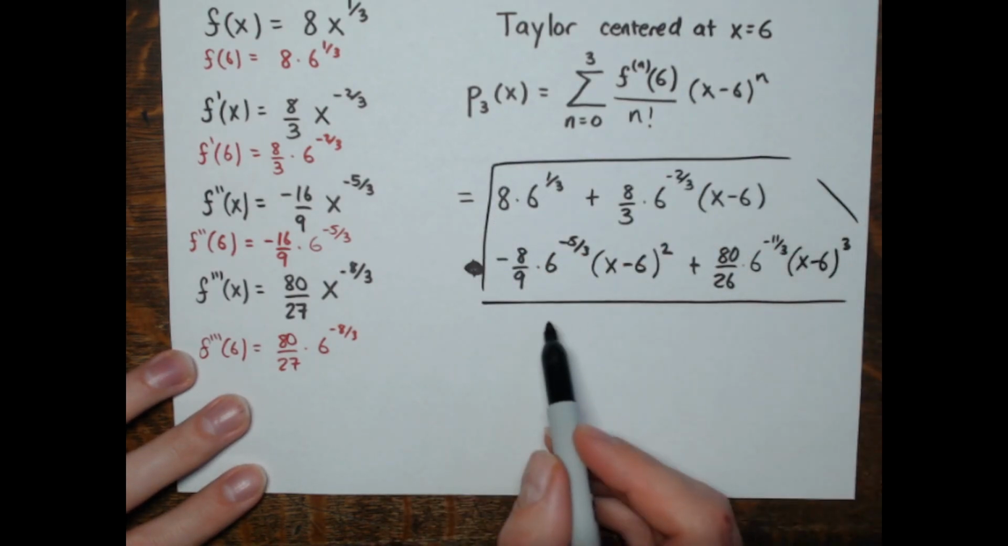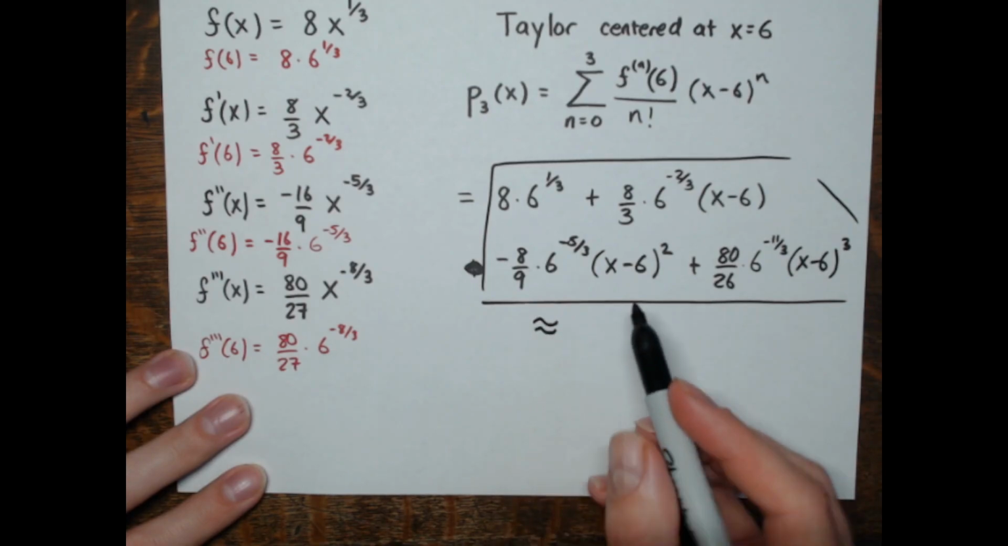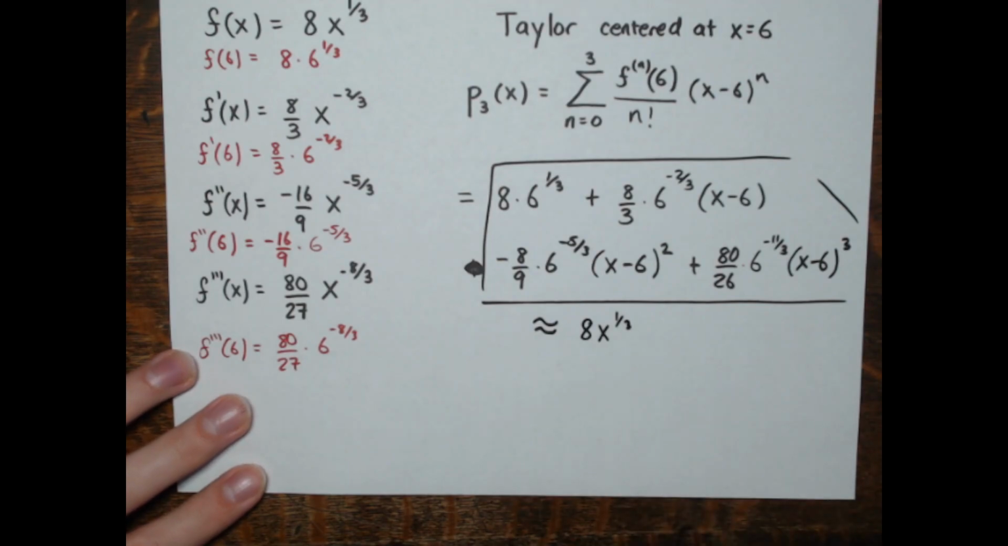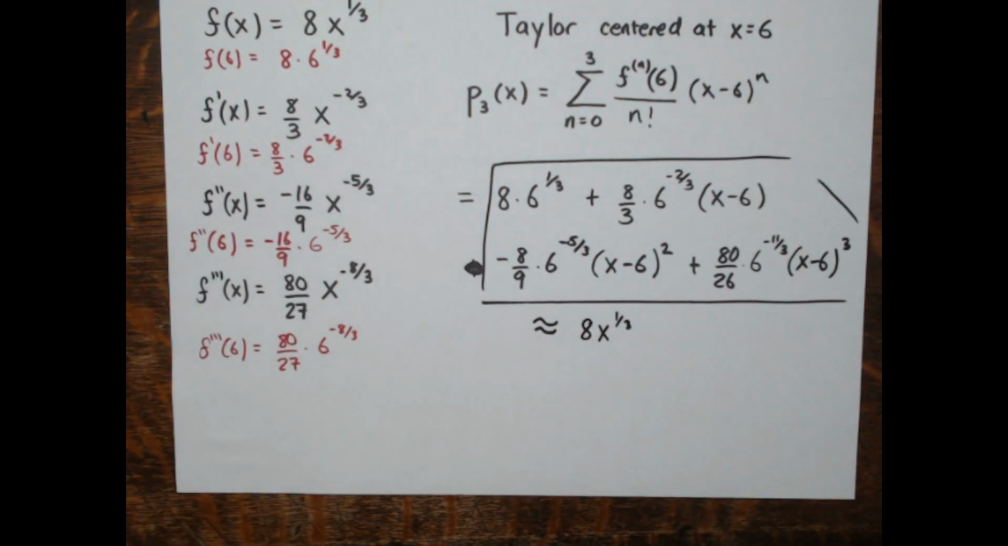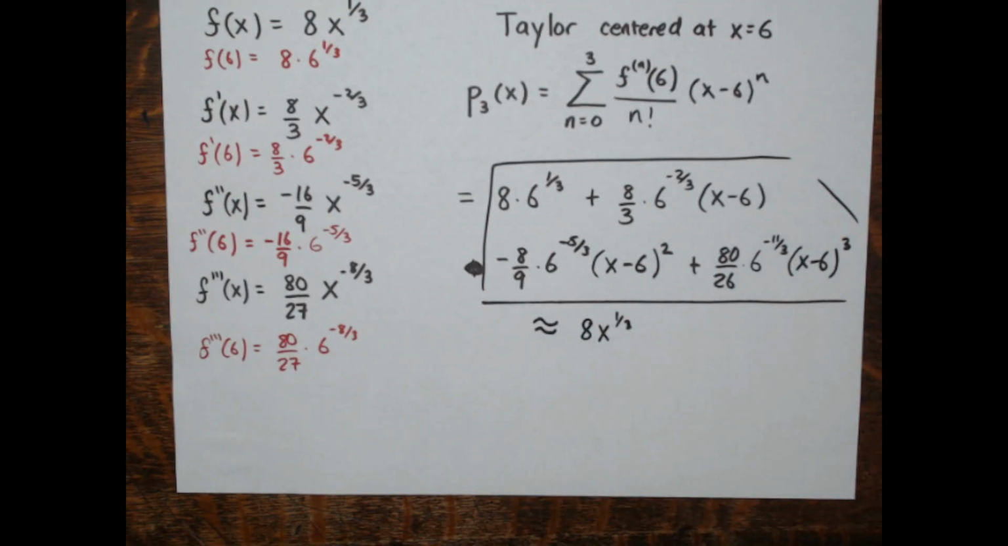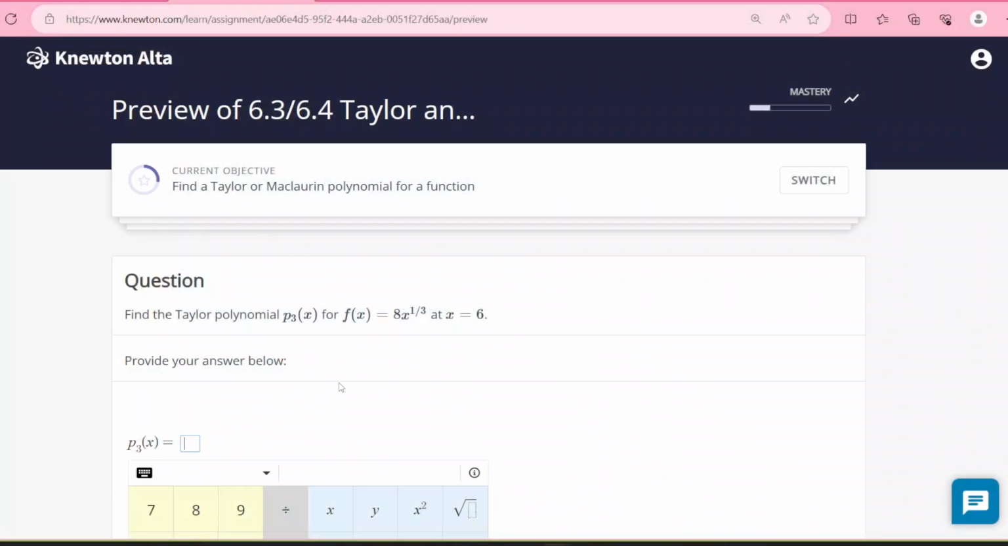Okay, and this polynomial should be approximately equal to 8 times x to the 1/3 power, to our function, when we're near 6. The closer to 6 you are for x, the better the approximation will be. But yeah, so that's ugly as heck, but I am going to type it in.